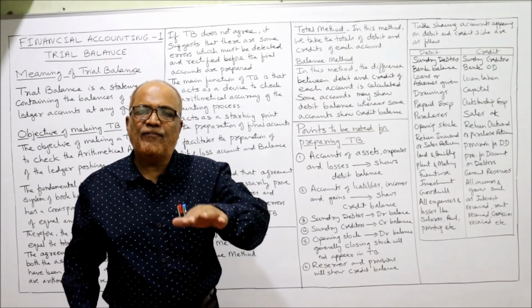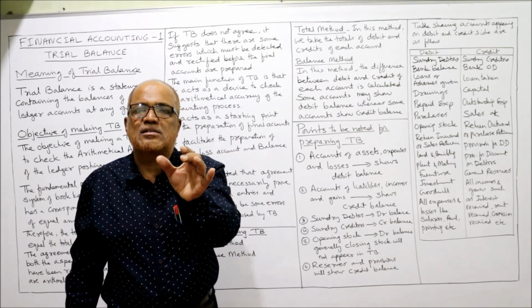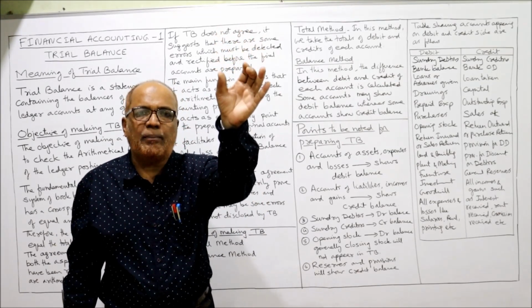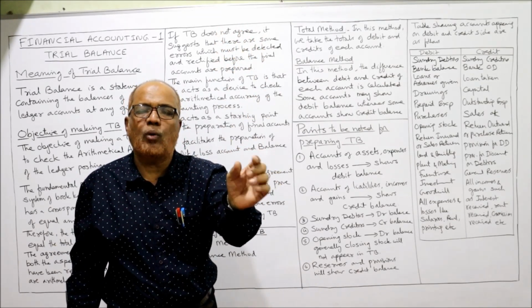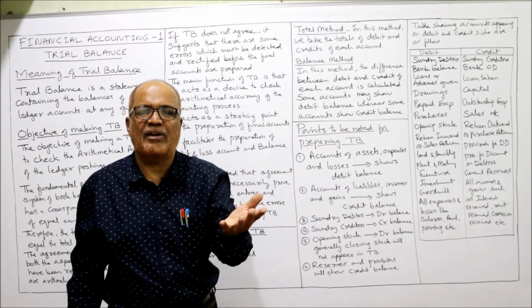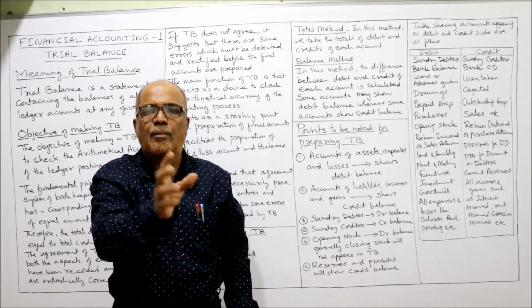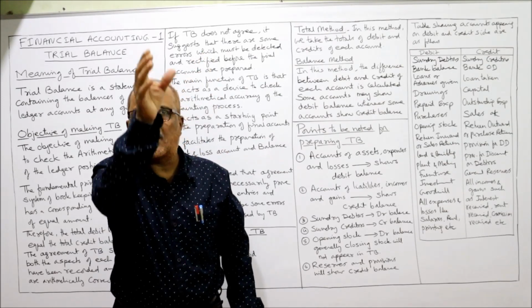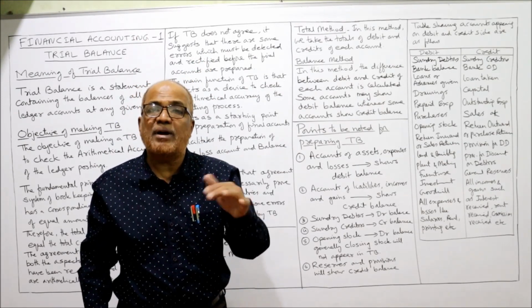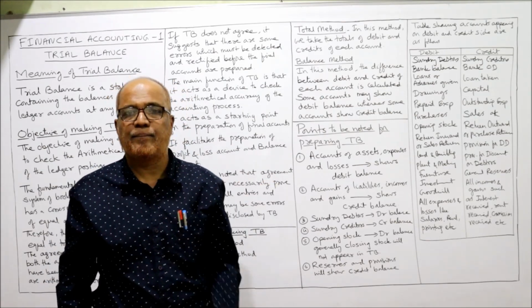For example, if we open the ledger account of salaries account, all debit items we can add up. Only debit balance we have. Credit side we don't have any item on the salary account. Rent account, all debit items. Purchase account, all debit items. Sales account, all credit items we will take. But some accounts will have debit and credit.